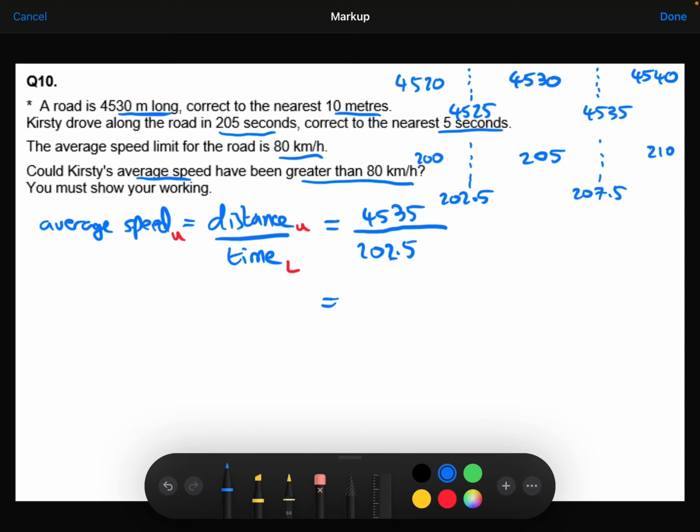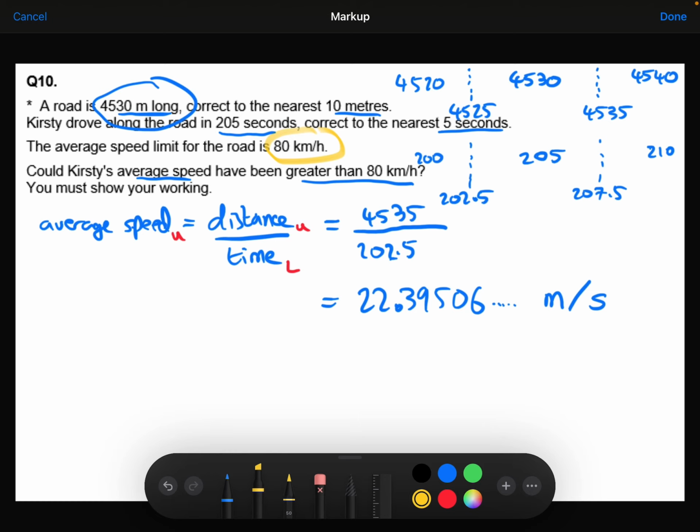So on our calculator, 4,535 divided by 202.5, and we get 22.39506, and so on. And that is measured in metres, because our distance was measured in metres, per second, because our time was measured in seconds. Now, we don't want it in metres per second. We want to be able to compare this to 80 kilometres per hour.